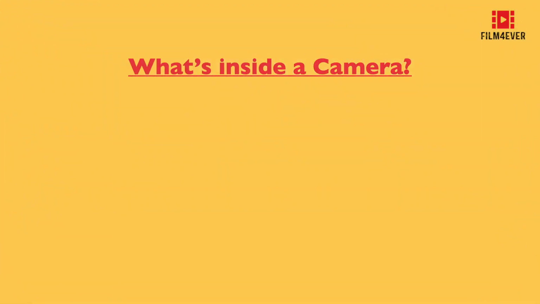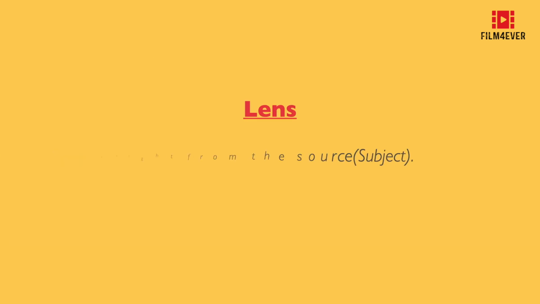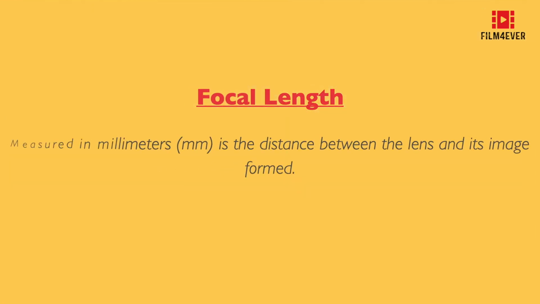So what's inside a camera? Essentially, it consists of lens, aperture, shutter, and image sensor. What does the lens do? Lens gathers light from the source, which we call the subject. Power of lens is measured in focal length, measured in millimeters, which is the distance between the lens and its image.